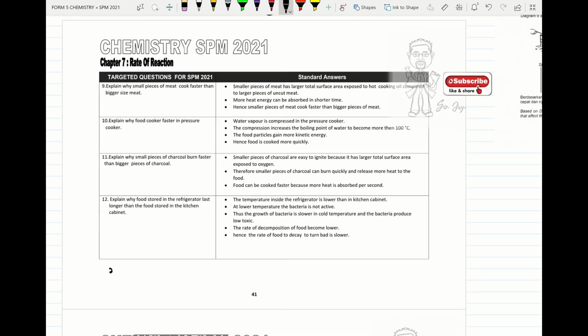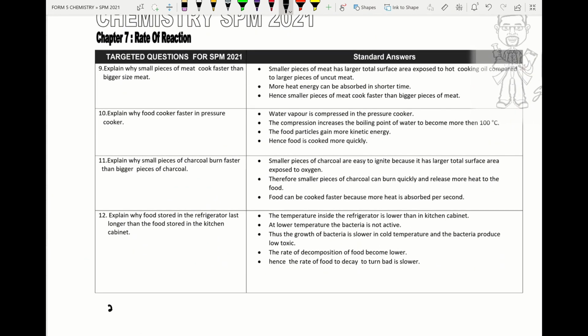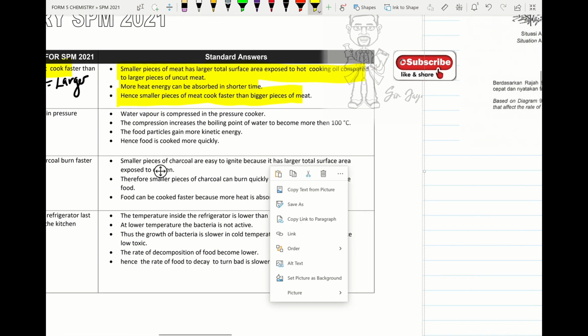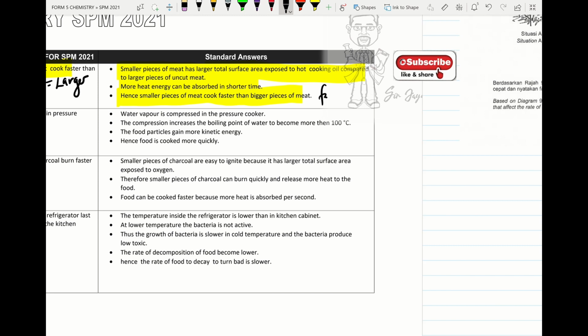Under rate of reaction, a small question. First question: explain why small pieces of meat cook faster than bigger pieces of meat. Because smaller pieces of meat have a larger total surface area. Please remember TSA, total surface area. When the size of the reactant is smaller, the larger total surface area is exposed to heat or hot cooking oil. More heat energy is absorbed in a shorter time, so smaller pieces of meat cook faster than bigger pieces of meat. The factor involved here, please write down: size of reactant.